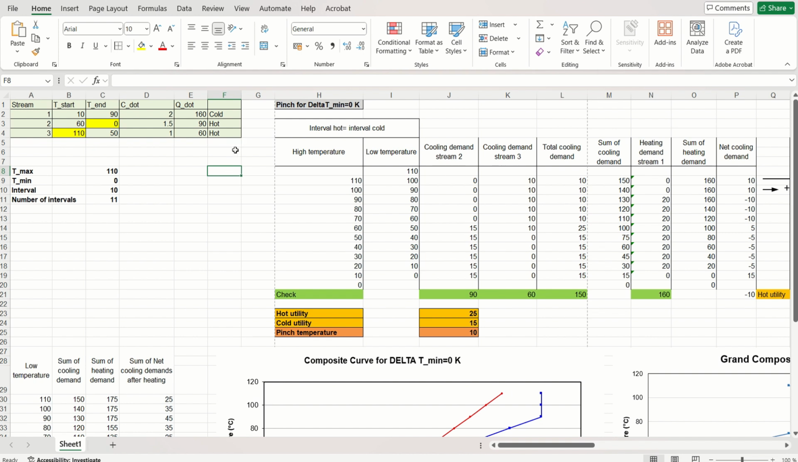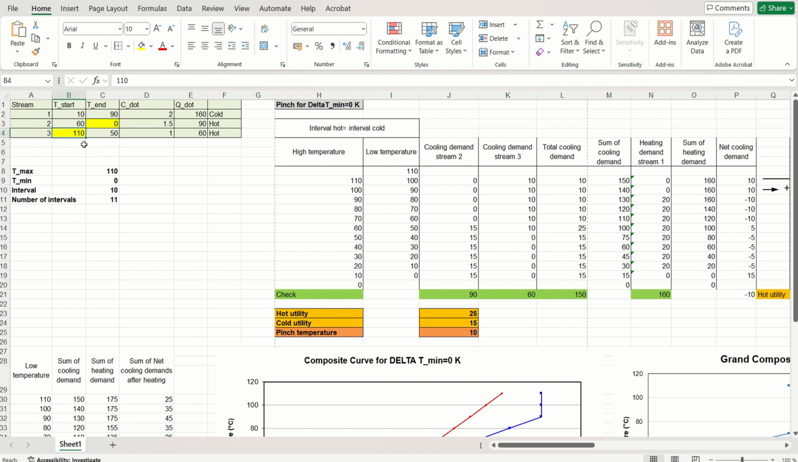So let's start with case 1, where we assume a delta T minimum of 0 Kelvin for pinch analysis. The first and foremost step in pinch analysis is finding the temperature interval for our process. For which, let's go to the stream table we have here. I will start by looking at the maximum temperature of the process streams and the minimum temperature of the process streams. It could be either a hot or cold stream, it doesn't matter.